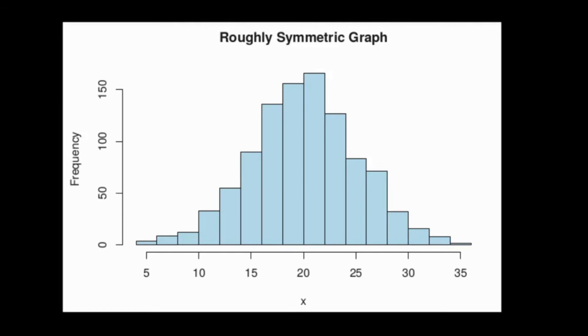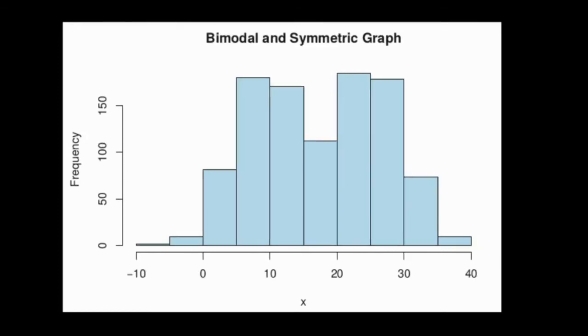Here is some data that is roughly symmetrical. It's also mounded. This data is also symmetrical, but it doesn't seem to be mounded the way the other one was. It seems to be bimodal.